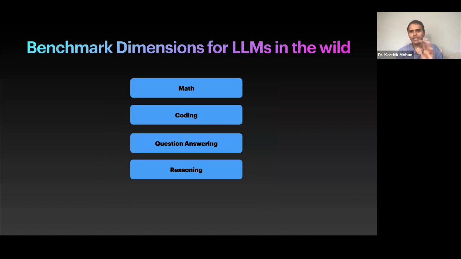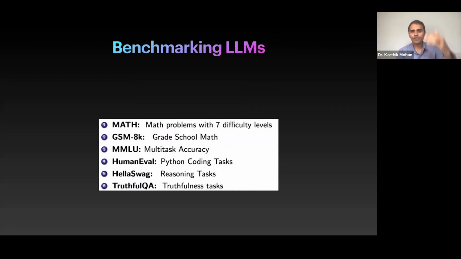So people have benchmarked LLMs in many different tasks like math, coding, question answering, reasoning, and so on. And there are different data sets like GSM-8K, MMLU, HumanEval, HellaSwag, TruthfulQA. And the way it works is you submit your LLM or you submit your model, and then they will run it through their queries, and then they will get back to you with an accuracy percentage. So that's how this works.